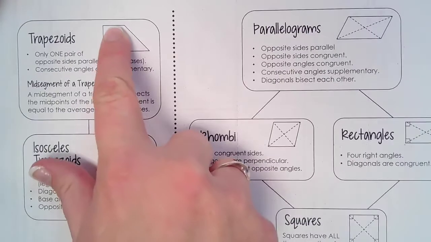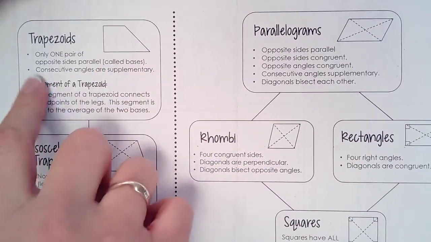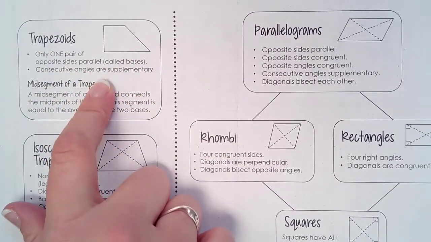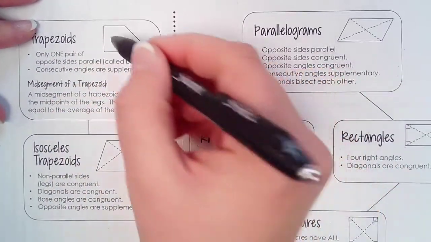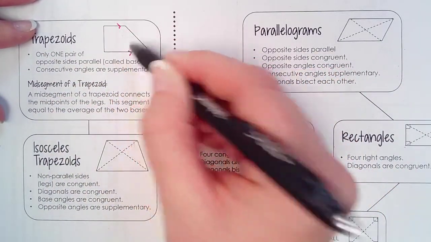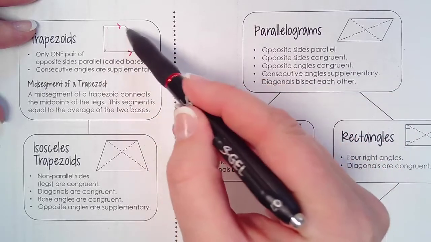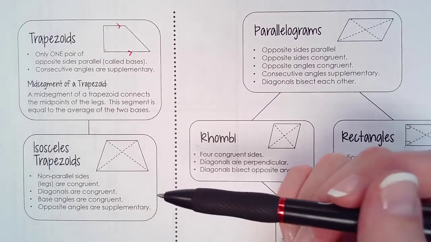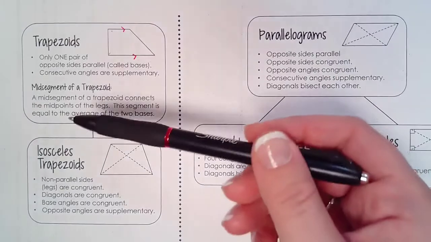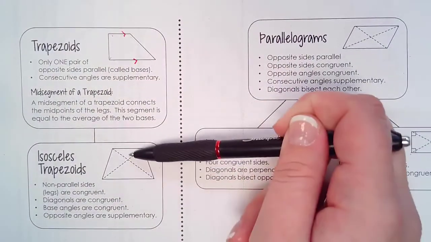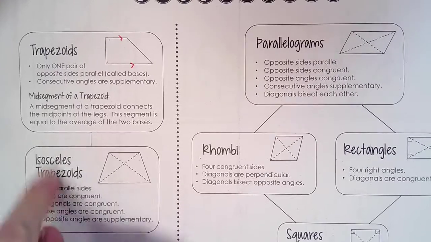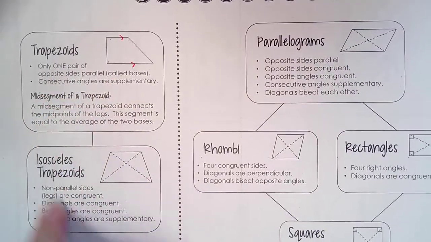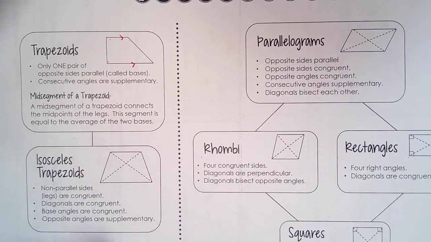Those are called our bases. And we still have consecutive angles that are supplementary because we have parallel sides here, parallel bases. So we still have consecutive interior angles, and they're going to be supplementary. We'll talk about mid-segment, and then we have our isosceles trapezoids down here. So they have all of the properties of a regular trapezoid plus additional ones here.